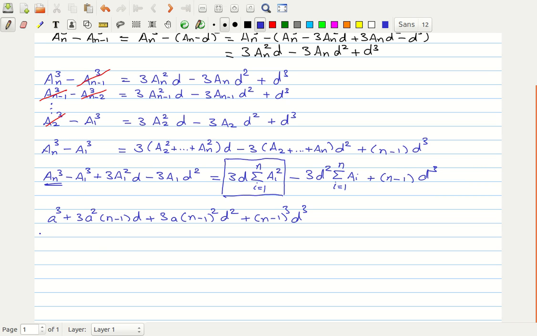Minus a_1 cube is simply minus a cube, plus 3 a_1 square d is simply plus 3 a square d, and minus 3 a_1 d square is simply minus 3 a d square.